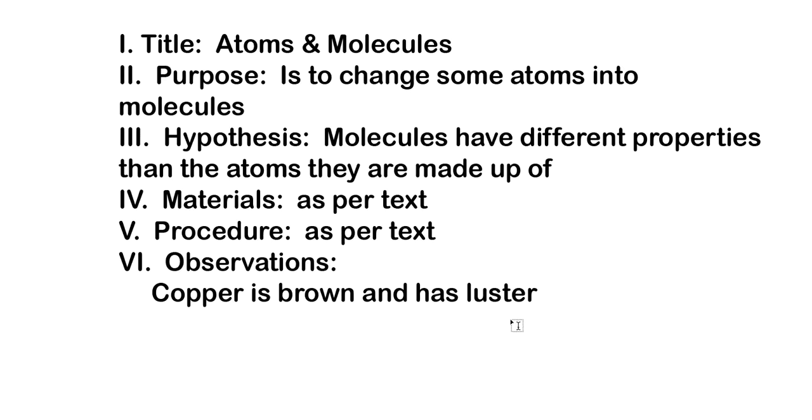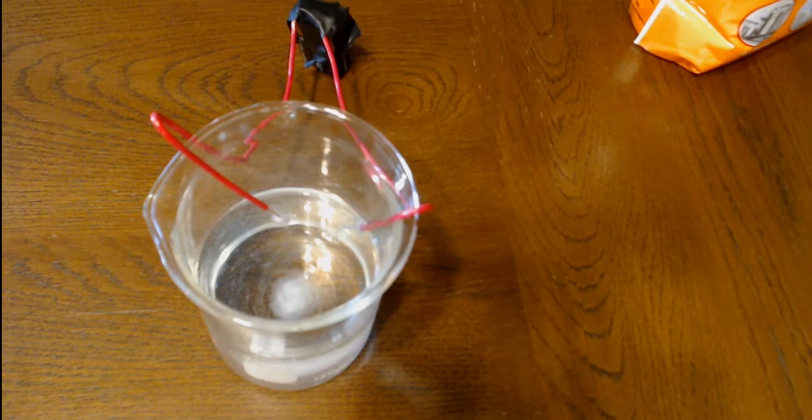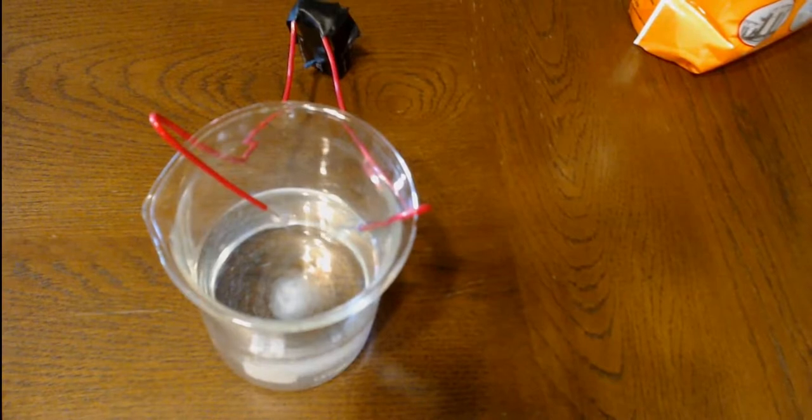And our next observation. Wires bubbled when placed in baking soda solution. So we created a baking soda solution. The wires bubbled when we placed them in there. Okay, now bubbling can be one of two things. It can be a state change, going from a liquid to a gas, but generally that takes heat. And I'll tell you, these wires aren't heating up at all. The thing's not heating, so we're not boiling the water. So something else is occurring.